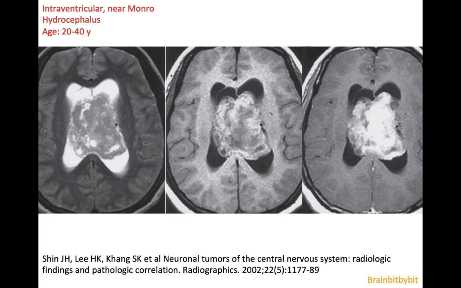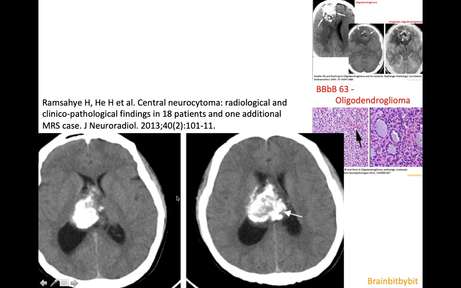Central neurocytomas are partly solid and partly cystic tumors, as you can see on these T2-weighted images. They present with hydrocephalus in young adults, and after contrast, central neurocytomas enhance, differentiating them from subependymomas, another intraventricular tumor. Central neurocytomas have calcifications. You can see that on these CT images.